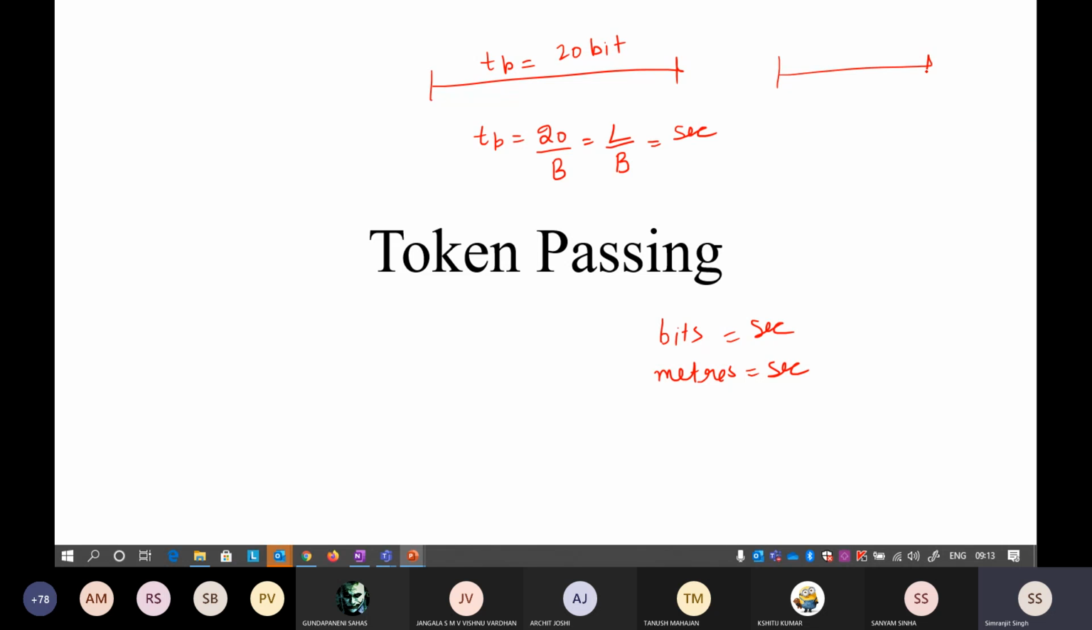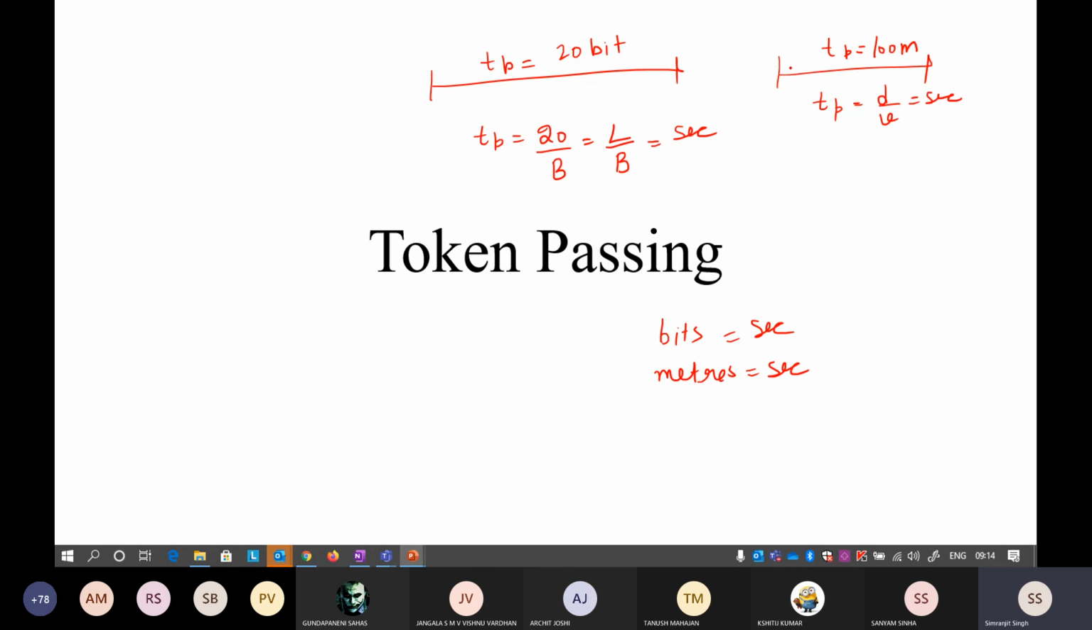In the same way, if your propagation delay is given to you in terms of meters, like 100 meters or 200 meters, it means they are giving you the time in terms of distance. So how can you get the time in seconds? TP, you divide this distance by velocity, and you will get seconds.